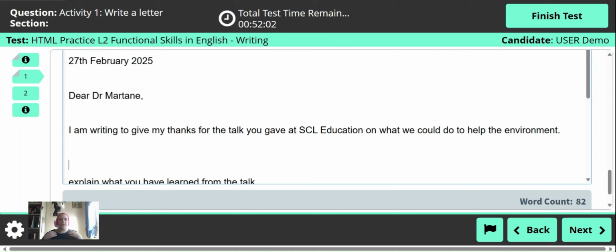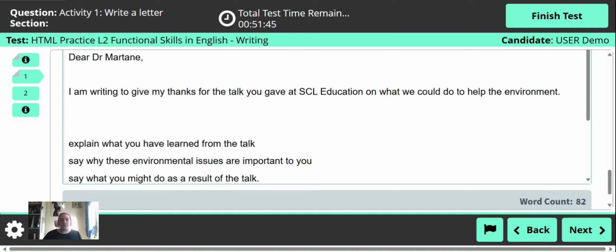What we're doing is we're looking at basically how are we going to start this, and we get our ideas written down. Then we move on to the next section. We get our ideas out of our head and onto the screen, and then we make our way through it. We can always add more to various sections afterwards. So we're explaining what we have learned from the talk.